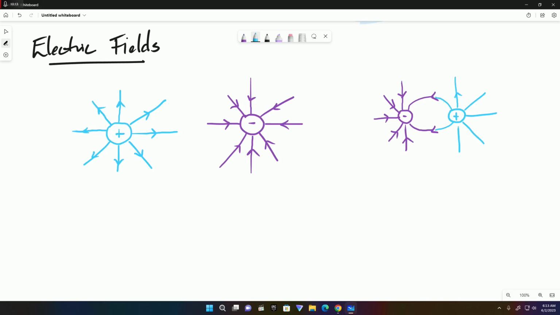So this is what happens when you have two opposite charges next to each other. Now if I decided to use two positive charges next to each other, it would look like this.